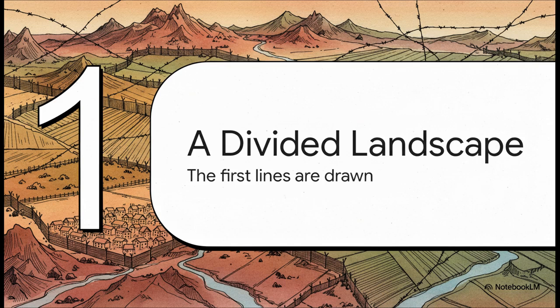Now, you might think this story starts with the official policy of apartheid, but actually, we have to go back even further. It all begins with the very first laws that started to separate people by, you guessed it, separating the land they were allowed to live on.